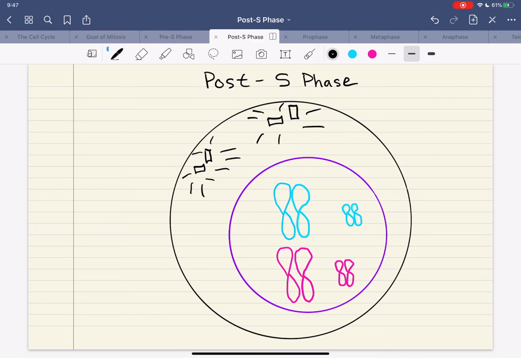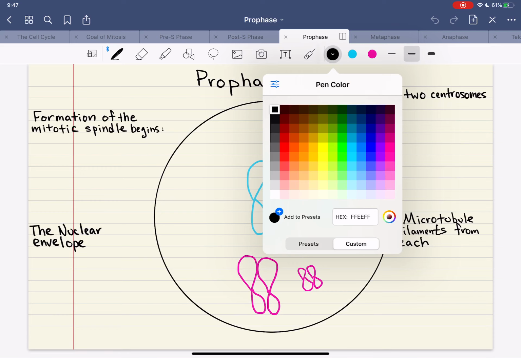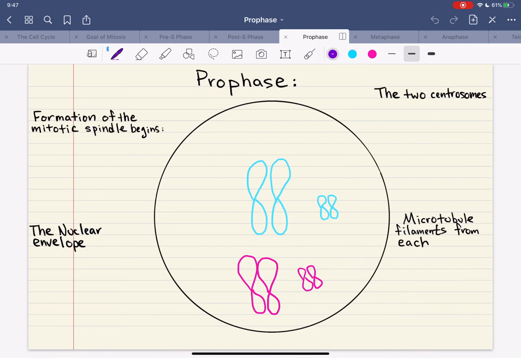So now we're finally ready to move into the first of 4 phases of mitosis, and that first phase is called prophase. Now, one of the most important things that happens during prophase is the nucleus is broken down, because we need to get access to the chromosomes because we want to line them up and pull them apart. So those centrosomes have to be able to get there. So we have to break open the nucleus for that to happen.